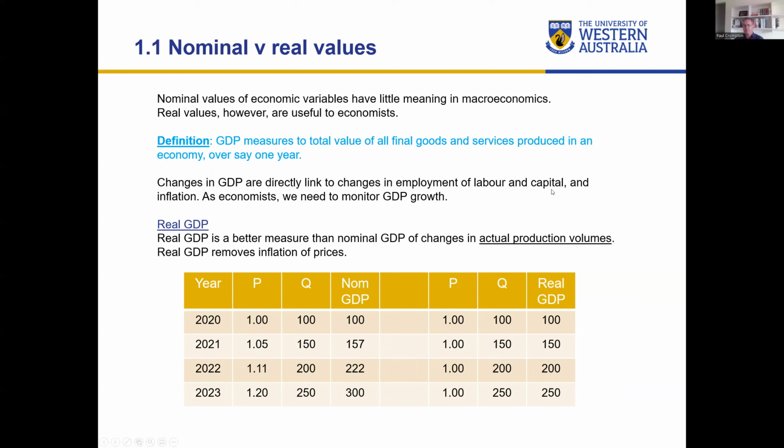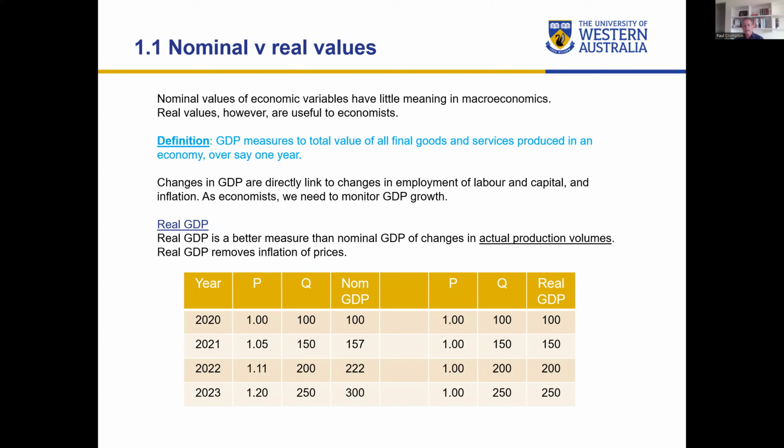Same with capital. And of course, as we'll see later on in the course, GDP is very strongly linked to the inflation rate. So the idea being, if we are producing a lot of GDP, and well, let me put it another way, if the growth rate in GDP is growing quite strongly, then it is likely that we're going to have inflation problems.